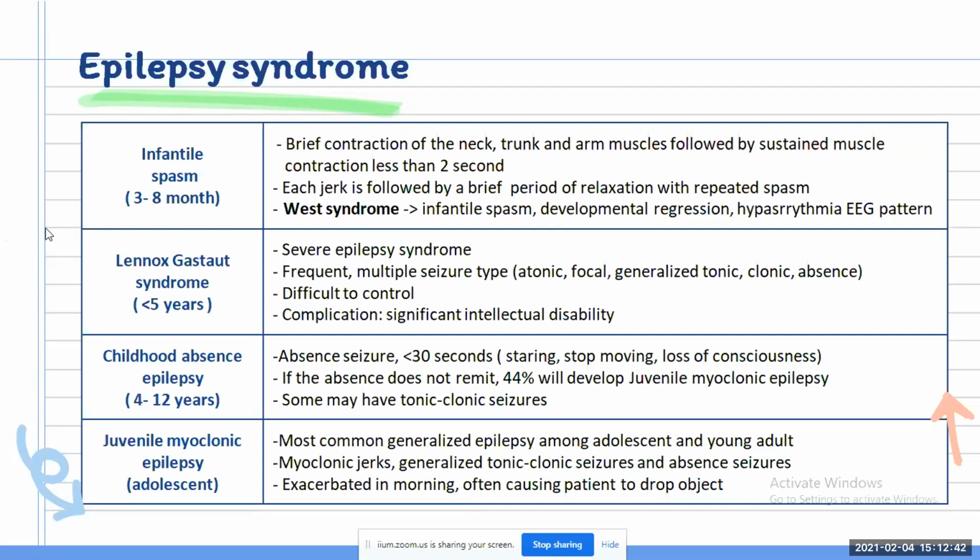If childhood absence epilepsy does not remit, 44% of them will develop juvenile myoclonic epilepsy, JME. This JME is common among adolescents. As the name suggests, it is characterized by myoclonic jerking, generalized tonic and clonic seizures, and absence seizures. So basically, this epilepsy syndrome is just a collection of the epilepsy types just now.